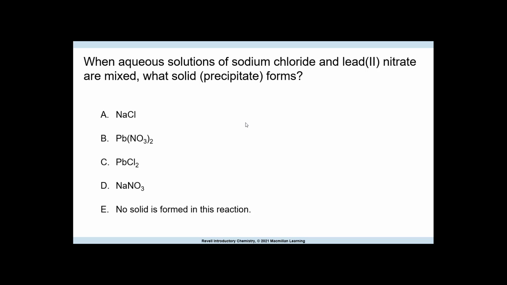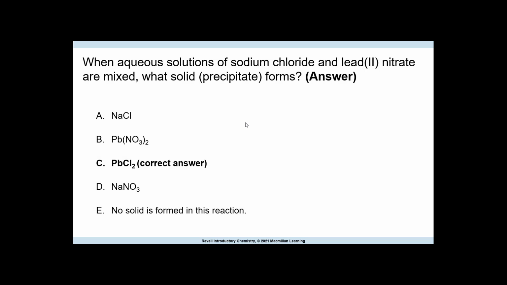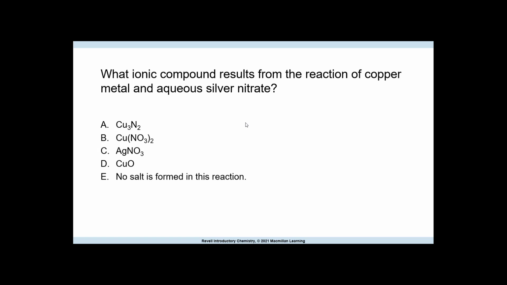When an aqueous solution of sodium chloride and lead(II) nitrate are mixed, what solid precipitate forms? So this is a double displacement. They switch partners. It's going to be lead(II) chloride. What ionic compound results from the reaction of copper metal and aqueous silver nitrate? So this is a metal displacement. It's going to be copper nitrate.